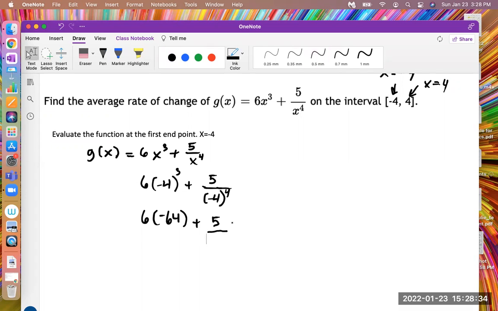Okay, so -4 to the 4th. I know that's four -4s that I'm multiplying together, so I should get a positive answer, but I can put it in my calculator. I just never take the time to put it in my calculator, and I don't always trust my calculator correctly. It's 256.